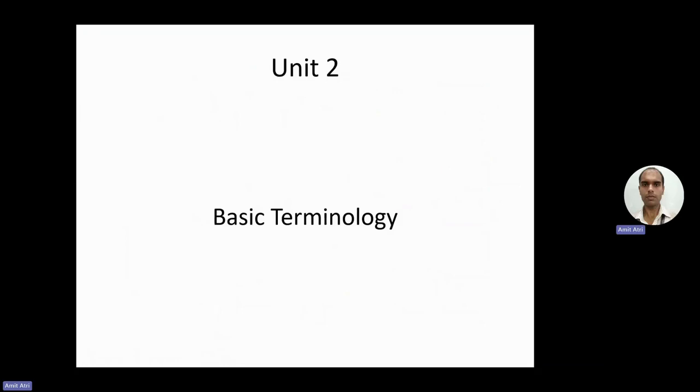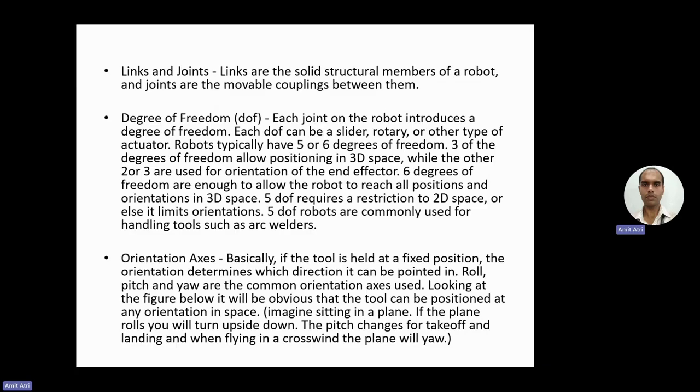Today we will discuss the basic terminologies used in robots. The first one is links and joints. Links are the solid structural members of a robot, and joints are the movable couplings between the links.